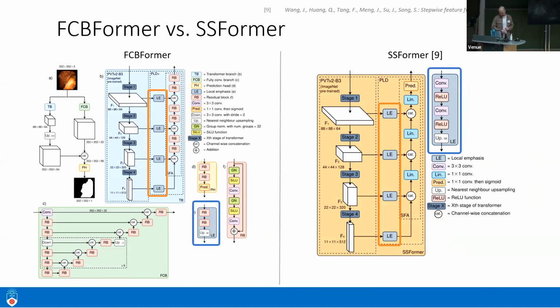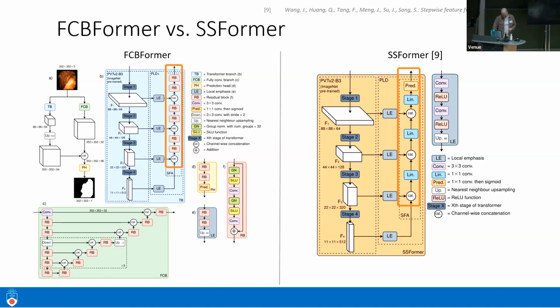We then modify the local emphasis modules. So you can see the local emphasis modules are still in the same place with the orange box, but with the blue blocks, we can see that we've used these residual blocks, which allow for a bit more complexity in the processing of features than what was used in SS former, where it's just convolution, ReLU, convolution, ReLU.